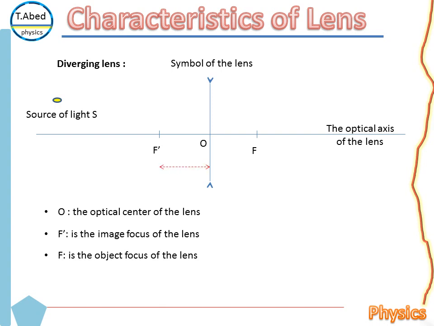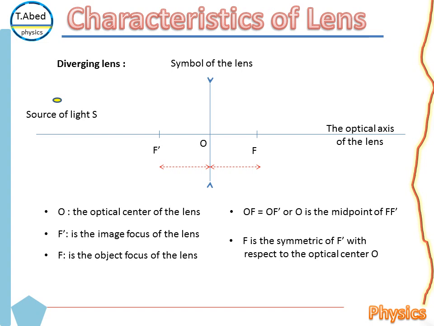إذا قسنا distance من ال O لل F prime والdistance من ال O لل F بنلاقي دائما إنه ال OF equal OF prime or O is the midpoint of F prime. فينا نقولها بطريقة تانية. F is the symmetric of F prime with respect to O.